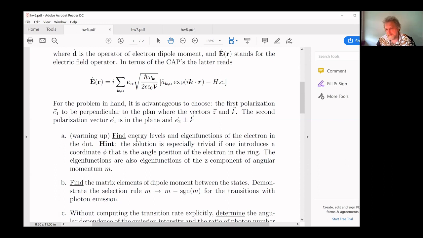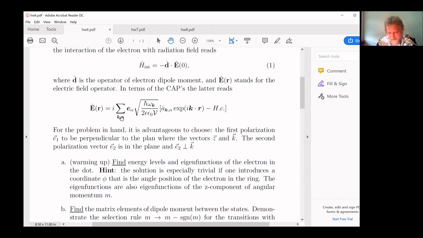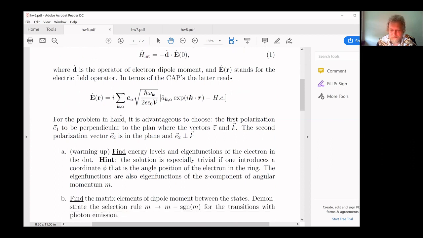Well, eventually it's not a big secret that in this case, the corresponding matrix element will be 0 because the polarization vector is, I'm not actually very sure what is the direction of the dipole moment. It's up to you to determine it.